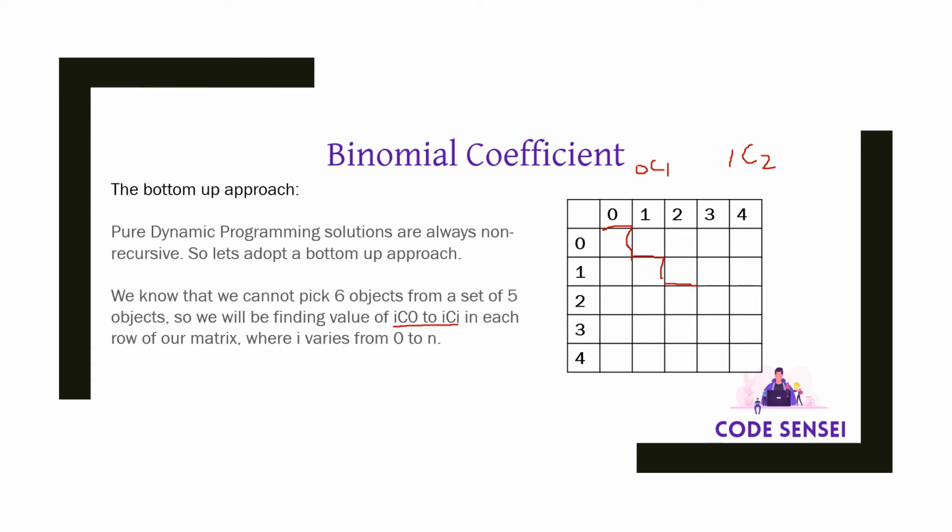So it just means that we cannot pick n plus one items from n items. Right? So for each value of i, where i will range from 0 to n, we are just going to find till iCi and not greater than iCi. I mean, the r value must not be greater than i. Okay. So this is how we are going to construct the matrix now.